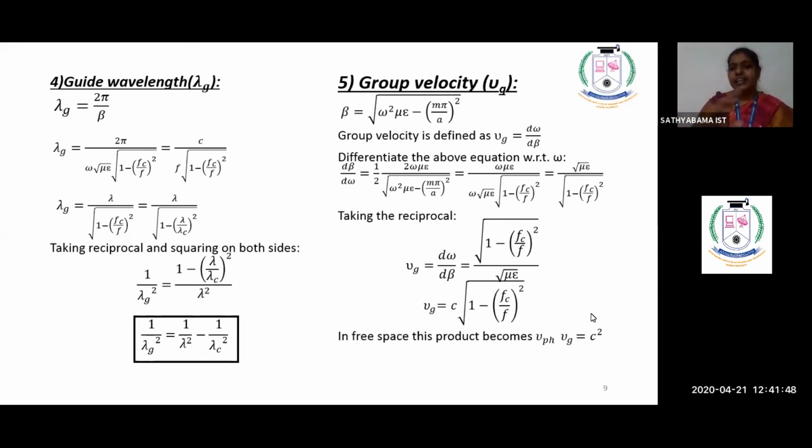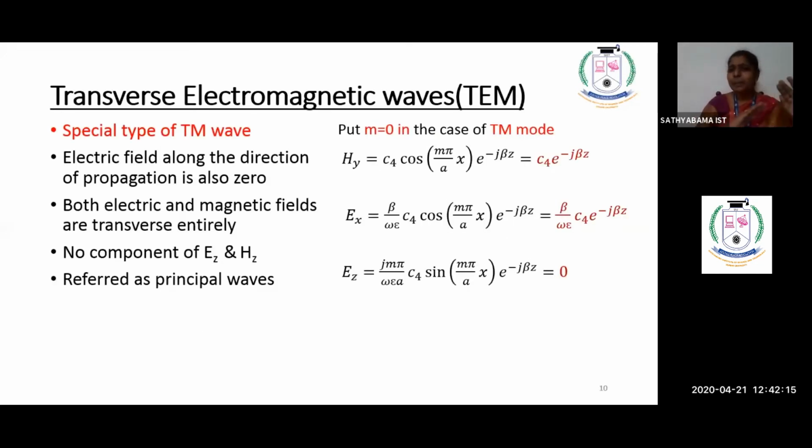Okay, and here again, you see that Vp is equal to omega by beta. Group velocity is the variation of energy along the entire length of the waveguide, so we have to do d omega by d beta. When you do, you will get the final answer that we have written there: Vg is equal to c into root of 1 minus (fc by f) whole square. In free space, Vg is equal to c. So that part is over.